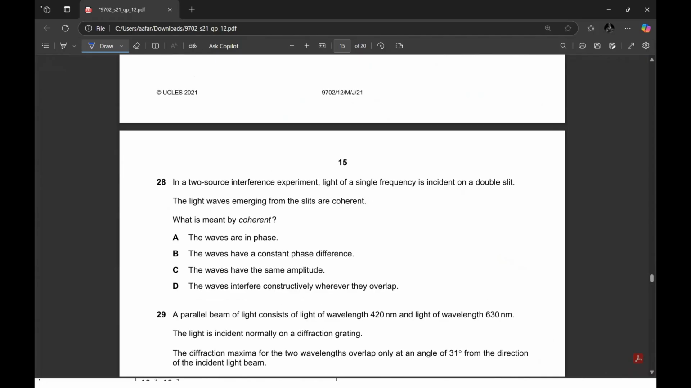In a two-source interference experiment, light of a single frequency is incident on a double slit. Light waves emerging from the slits are coherent. What is meant by coherent?